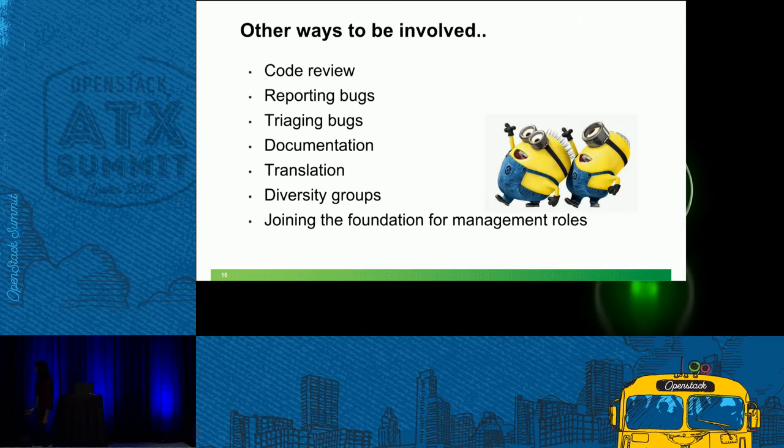Then reporting bugs. So if you're using the software and you find some bugs, you should always report them so somebody can fix them, or if you want to fix them, you can fix them as well. Then triaging bugs is just that if somebody has filed a bug, in OpenStack you need to confirm that it's actually a valid bug, because sometimes it can be specific to somebody's environment and it may not apply to everybody. So you go through the process of triaging bugs.